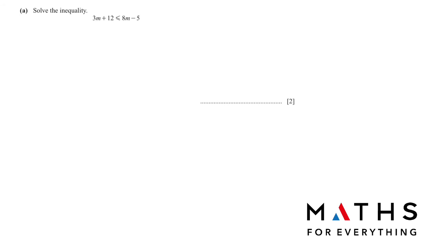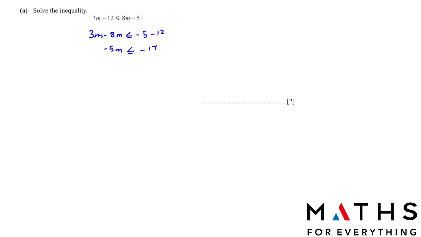Question number 4a. Solve the inequality. 3m plus 12 is less than or equal to 8m minus 5. Bring the like terms together. So this 8m, I'm going to shift here. When we do that, the sign changes. And shift the 12 to the other side, it will become negative 12. So 3 minus 8 will give you negative 5m. And negative 5 minus 12 will give us negative 17.